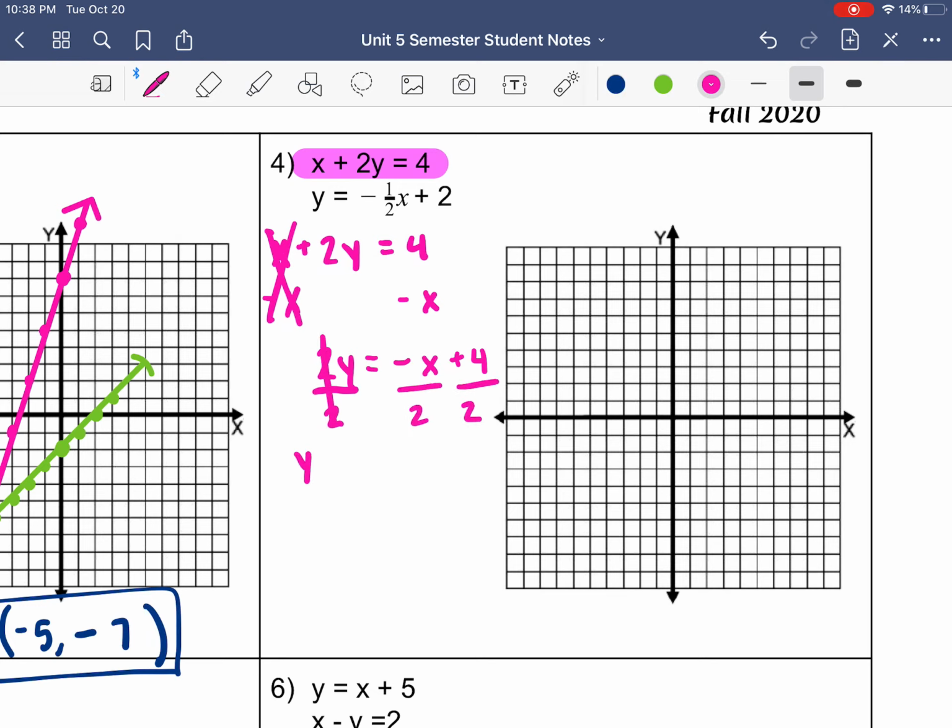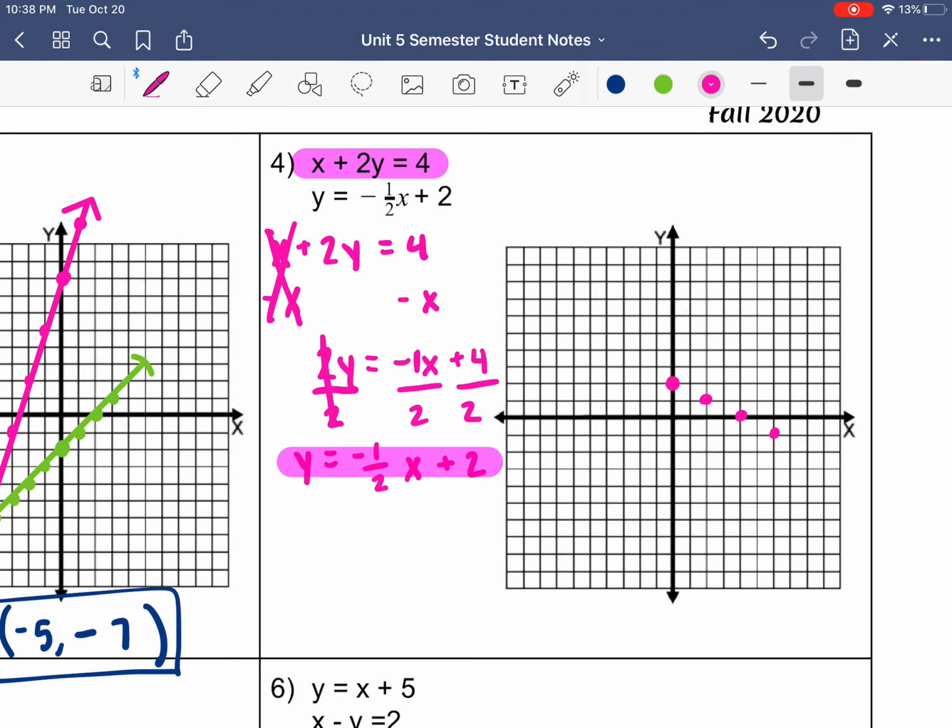And I get y equals that -x. If it helps you, we can put a 1 right there. So we can call that -1/2 x plus 2. And now that line I can graph. So we would start up at +2, down 1, right 2 for my slope.